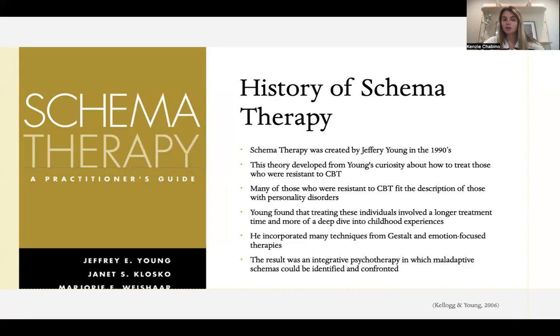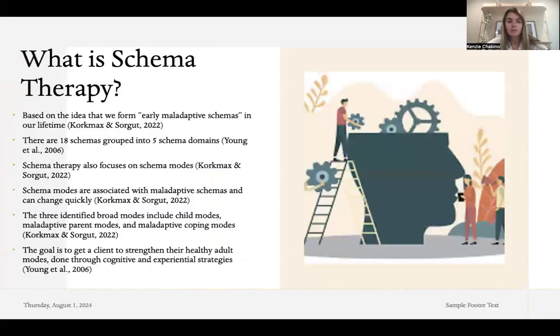Also, I bought this book that's on the left here. It is the most updated version of Jeffrey Young's guide to schema therapy. It is very straightforward and very helpful. If you're interested in this type of therapy, I really recommend getting it. You can get it on Amazon. It's a really great book to have around.